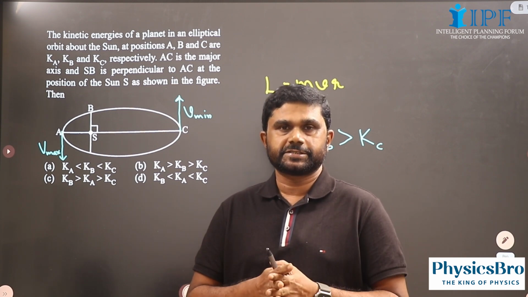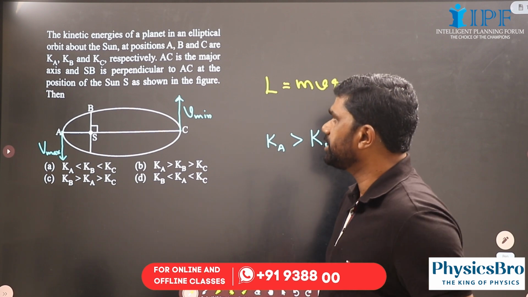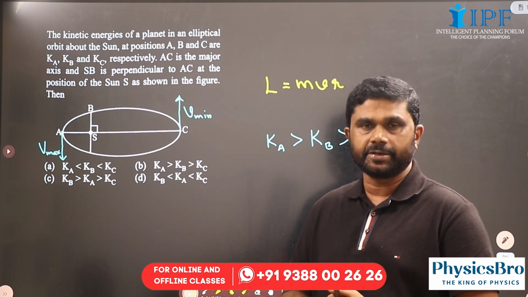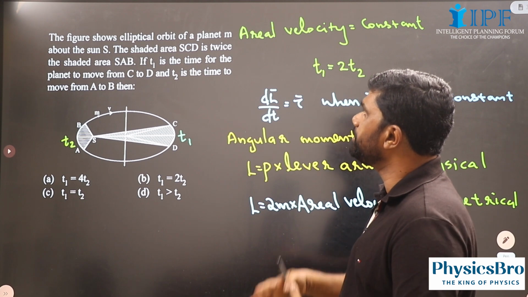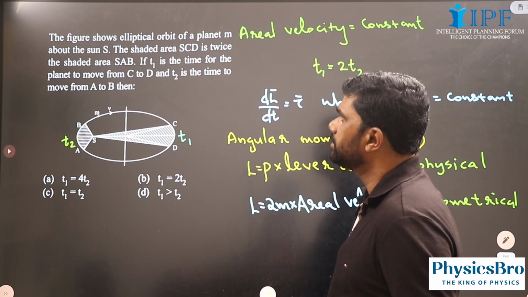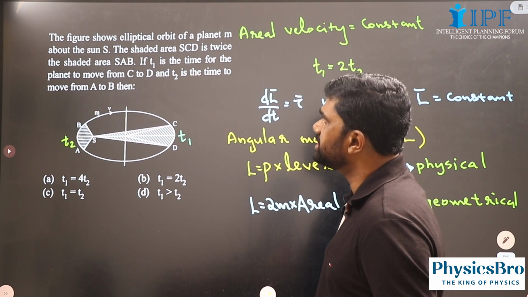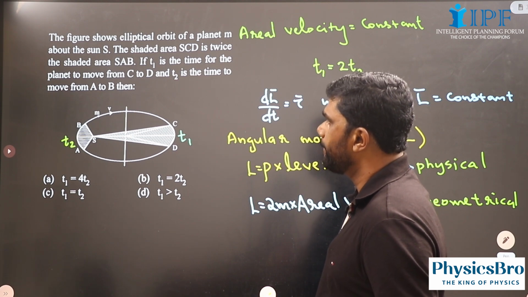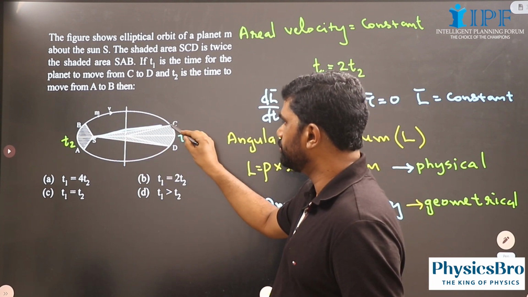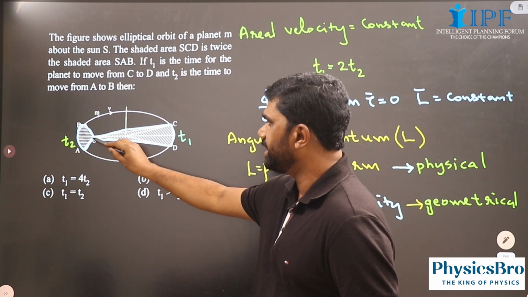Now we will discuss previous questions of NEET from the chapter Gravitation. That is one of the simple chapters that you have to study in class 11. The figure shows elliptical orbit of a planet M about the Sun. The shaded area SCD is twice the shaded area SAB. SCD means this one. This one is SCD and it is twice the area SAB.